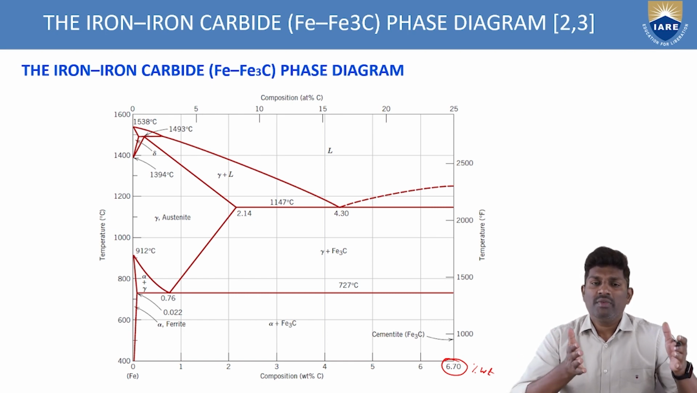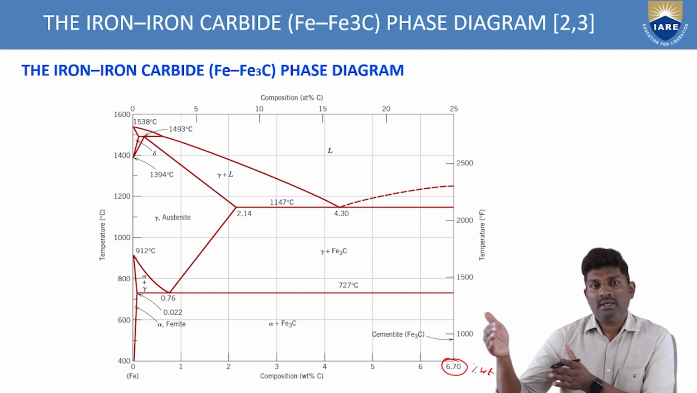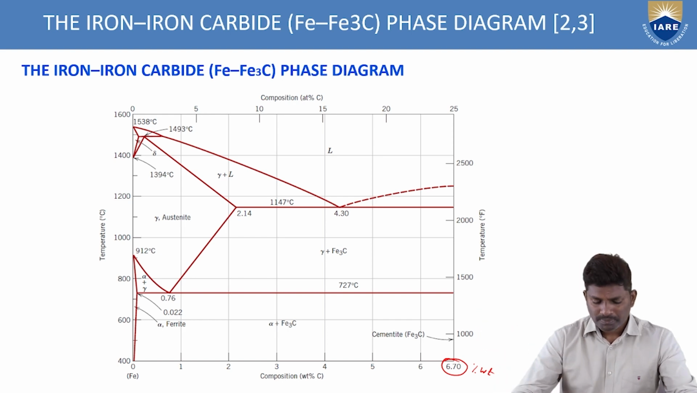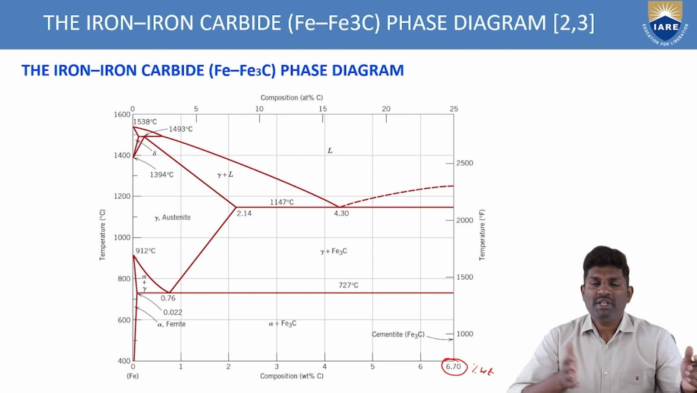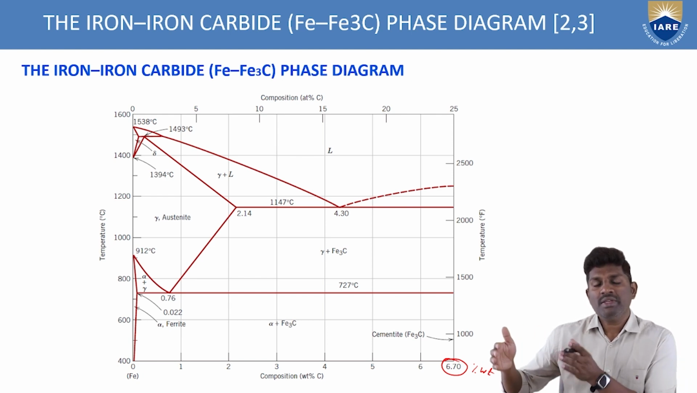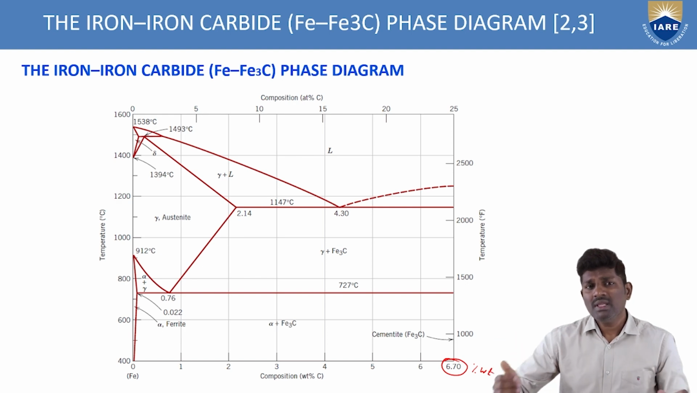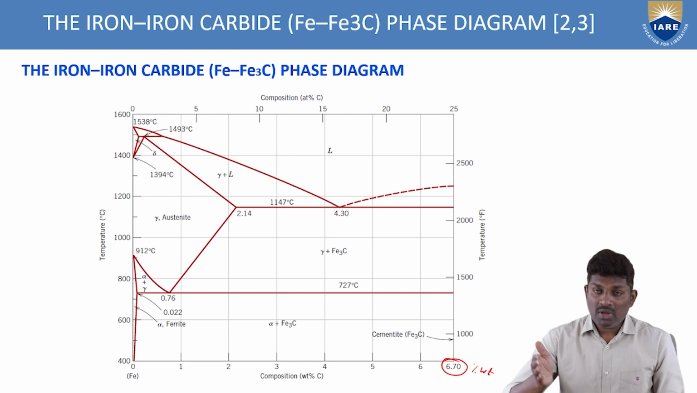One is rich iron, and the other is rich graphite. We have two portions in this iron carbide phase diagram. So one we are considering as rich iron, and the other is rich carbide, which is called graphite. But we are not concentrating on the carbon-rich content, that is, the graphite.